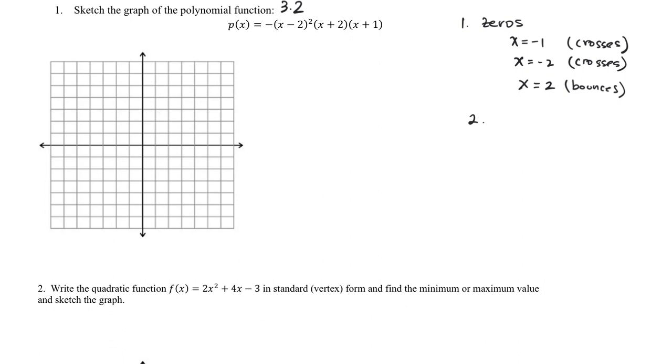Now the y-intercept is when you let x equal 0. So when you plug 0 in for all the x values here, we're going to get 0 minus 2, that's -2. -2 squared is 4, so I'm going to have 4. And then here 0 plus 2 is 2, so that's 4 times 2. And then here that's 0 plus 1, which is 1. And then we have this negative sign here. So that's really -4 times 2 times 1, which is -8.